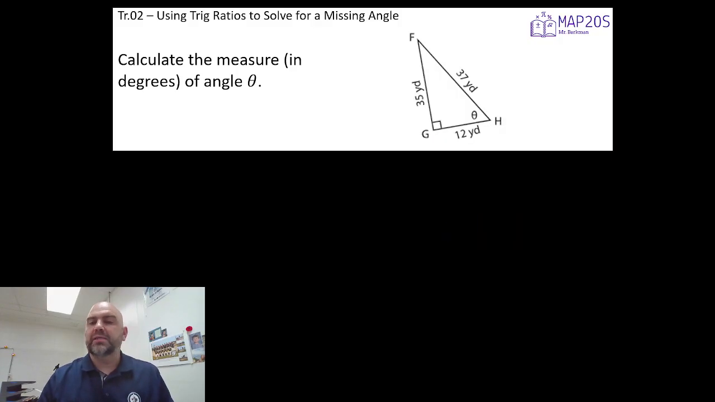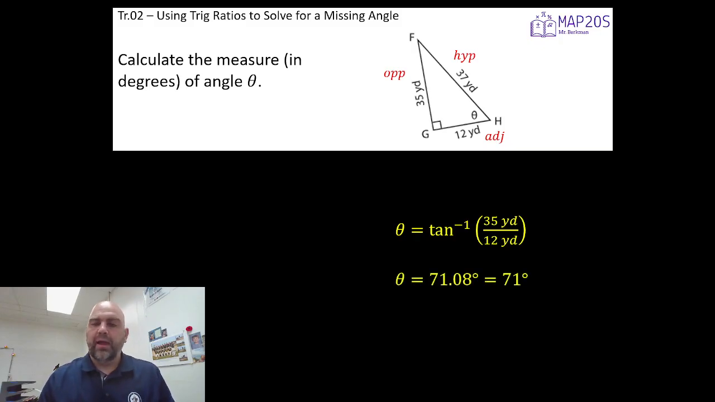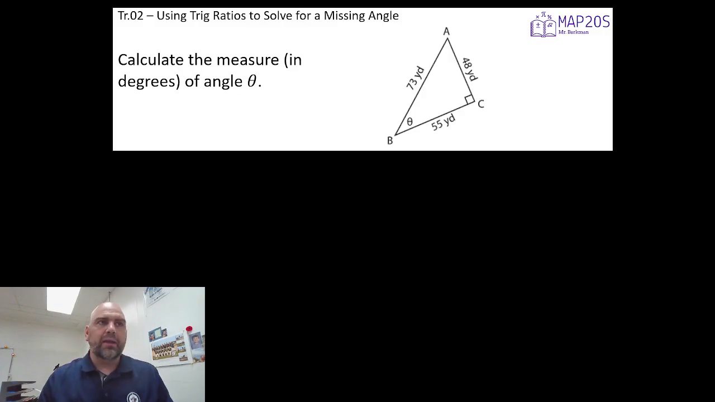Let's try another one here. What is angle H? Again, reusing some of them from the previous examples. Label. First step, always label, always label. Next step, plug in your opposite divided by your adjacent with the inverse tan in there, or a second function of tan. And you should get an angle of about 71.08 or rounded to 71 degrees. All right, now we're cruising.